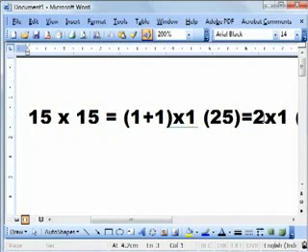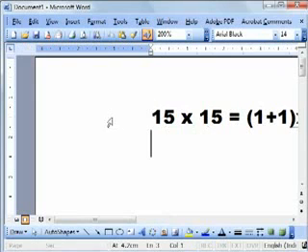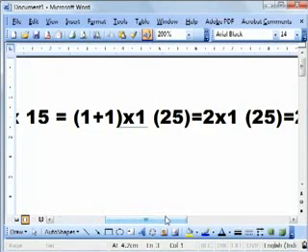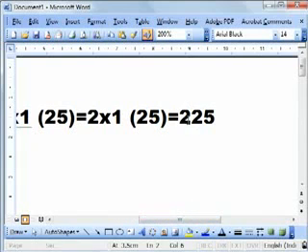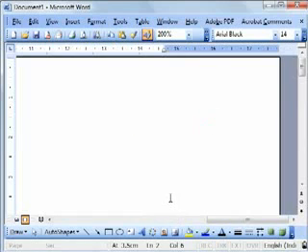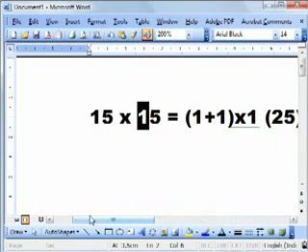Now let's try. What I have done here is I have added 1 to this particular number, then I multiplied that number with my original number, and the result, the last part, is always 25. So I just combined the step 1 and step 2 results, and I got the square of that number. Let's try another example.